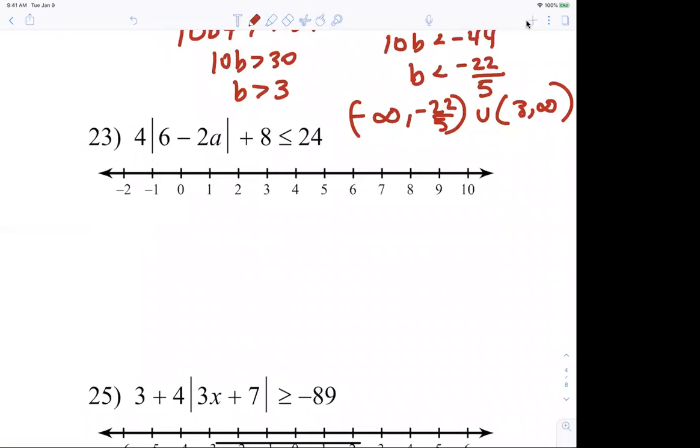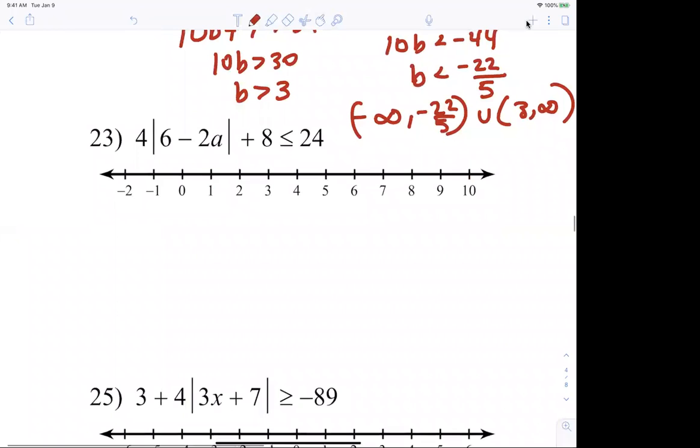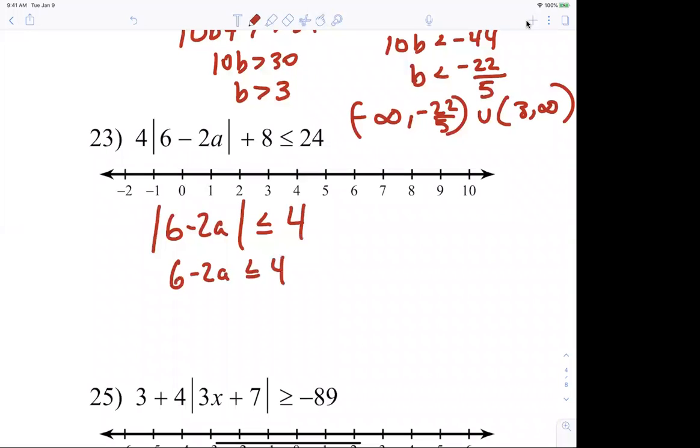So isolate the absolute value, subtract 8, 16. 16 divided by 4 is 4. You should know that. 6 minus 2a is less than or equal to 4, and 6 minus 2a is greater than or equal to negative 4. Subtract 6: negative 2a is less than or equal to negative 2.